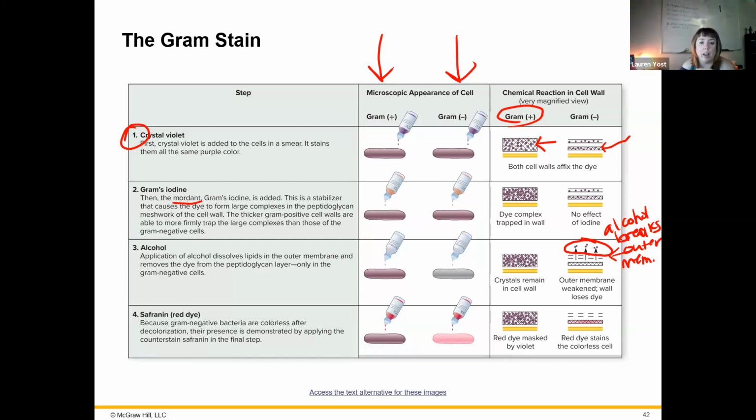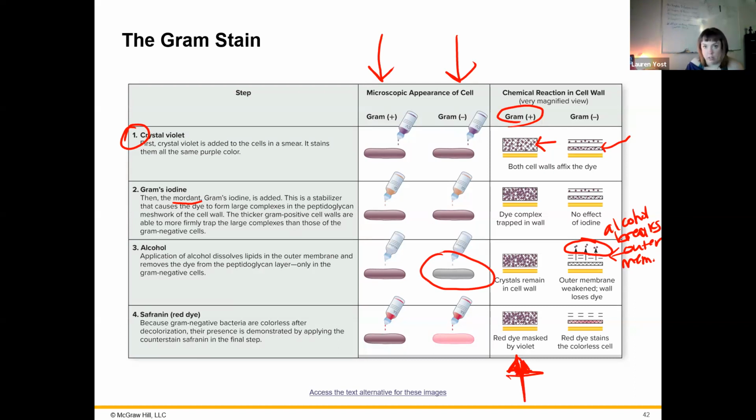And then after we have removed that with a water rinse, we apply a counter stain, because at this point our cells would be clear and you wouldn't be able to see them very well in the microscope if they were gram-negative, because we just removed all the crystal violet. It's not purple anymore. Our gram-positives remain purple because we locked the crystal violet in place with the iodine. The purple is quite dark. You're not going to see the safranin, which is a pinkish dye.